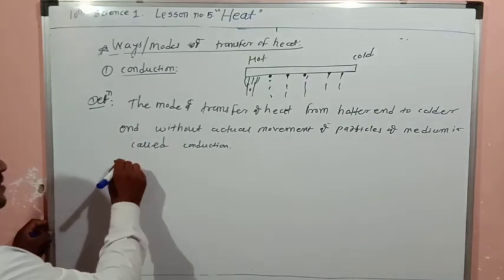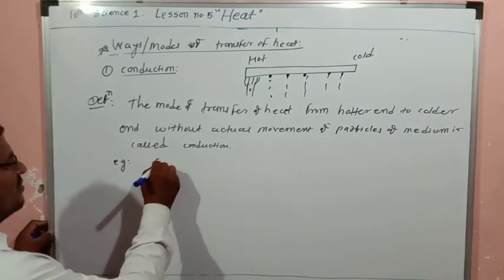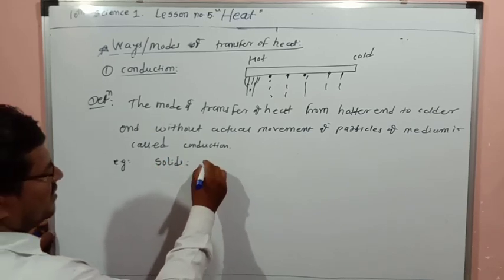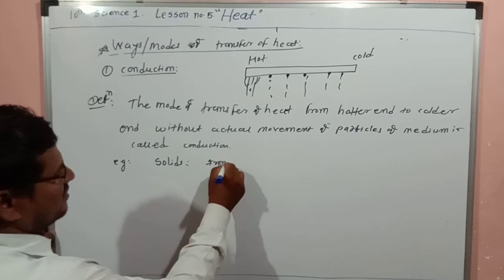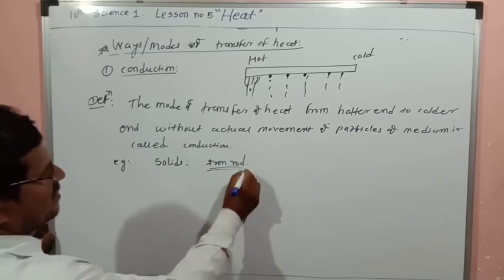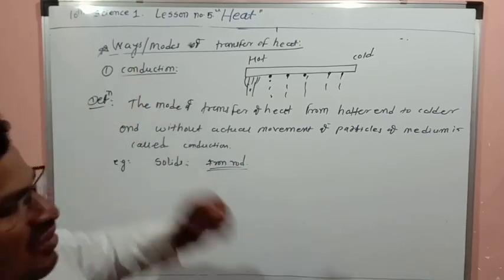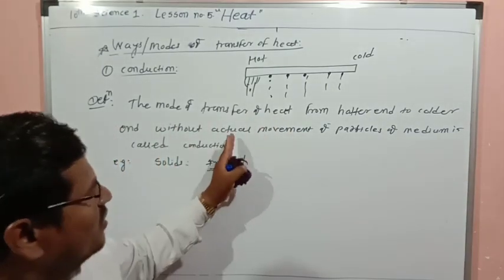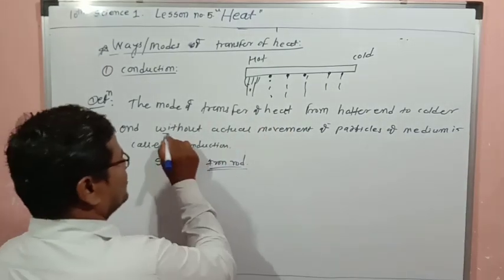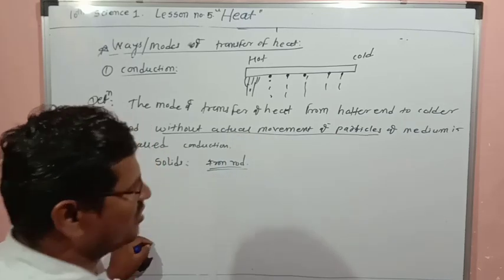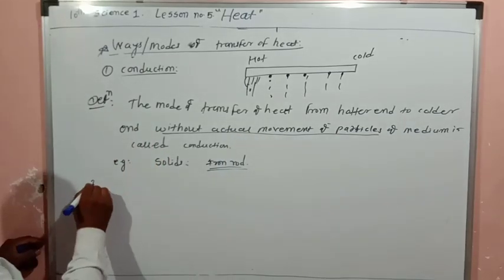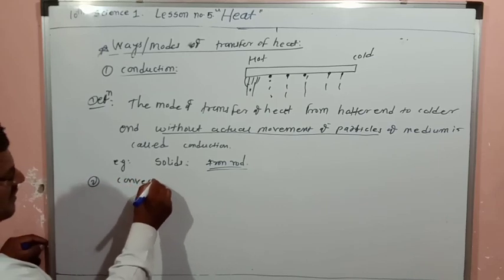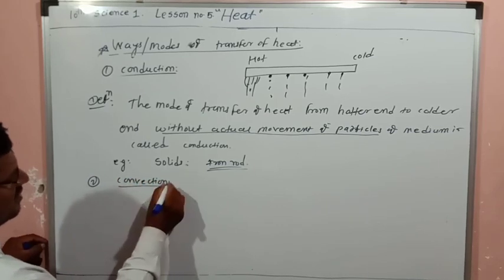An example you can tell: it takes place in solids. You can take the example of an iron rod. Conduction occurs only in solids, without actual movement of particles of medium. This statement is important, these words are important. The second mode of transfer of heat is convection.